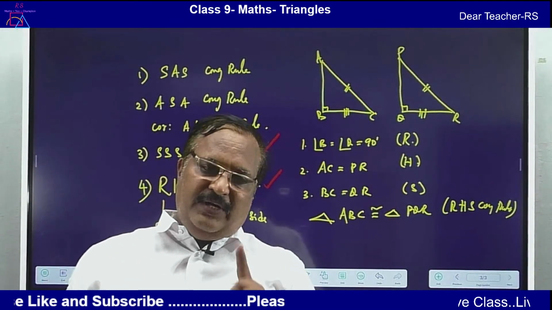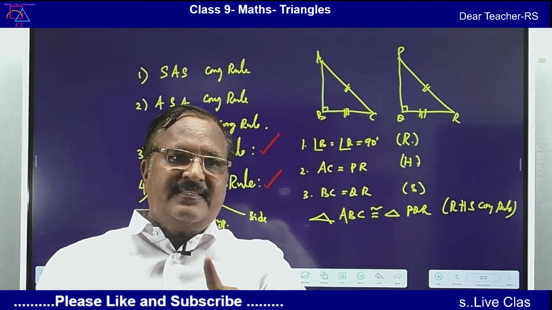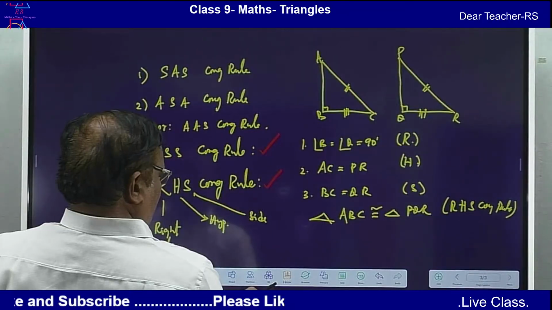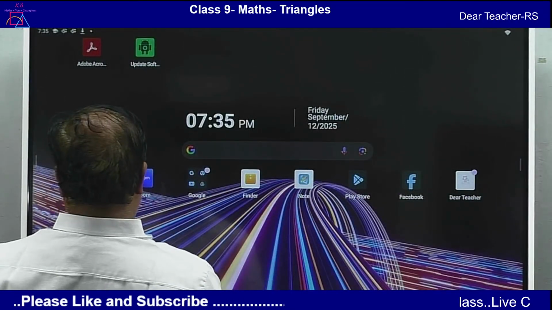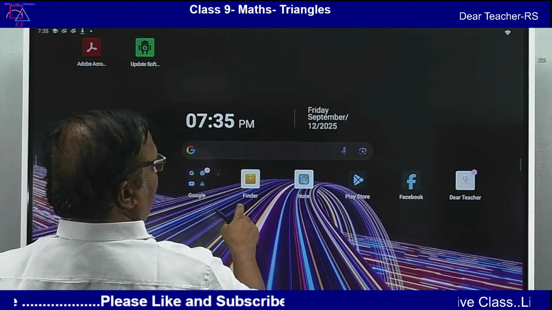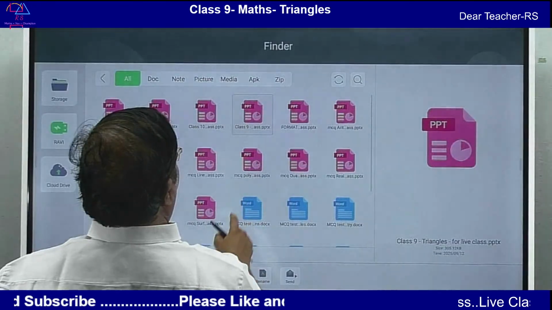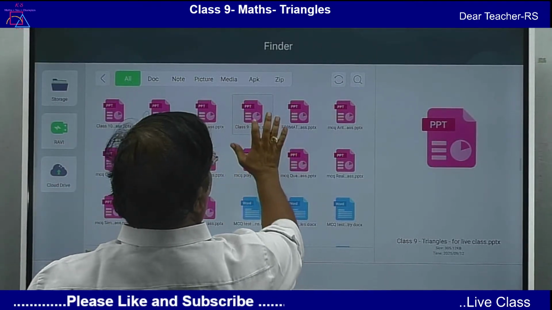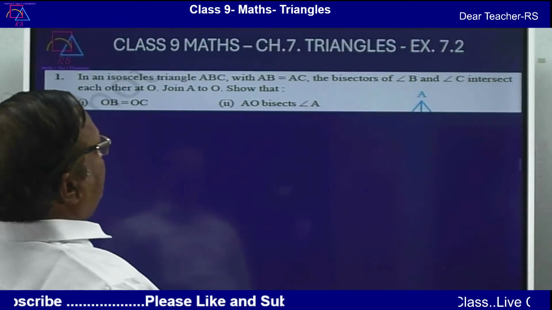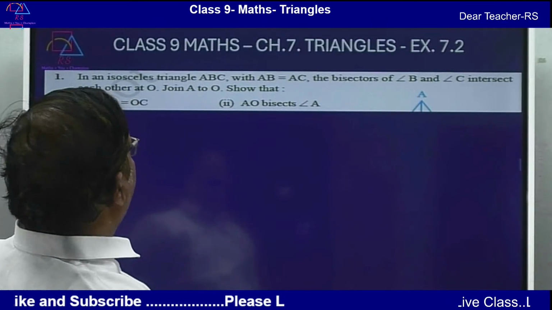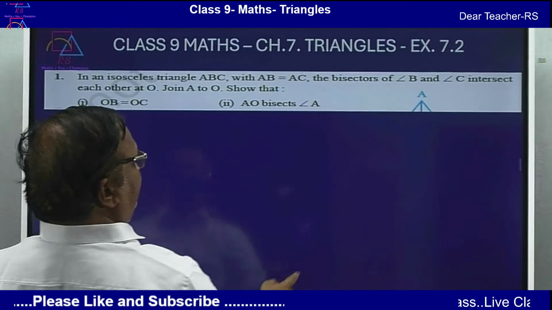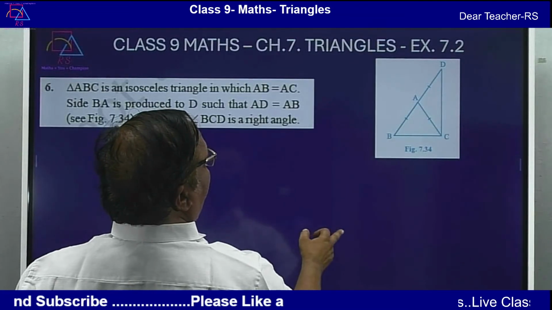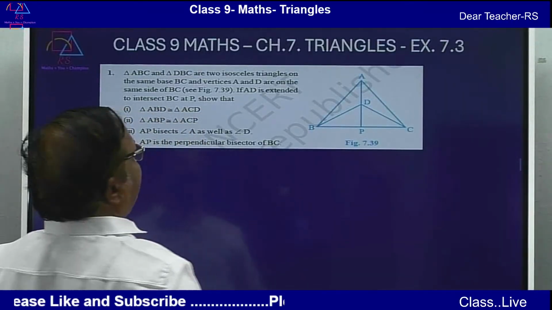Okay. So now with this all the theory part is completed. Now we are left with only one exercise. So that exercise also I am going to do now. So this is 7.2 exercise, no? We have finished yesterday, right? Now we have to go to 7.3 exercise. This is 7.3 exercise.